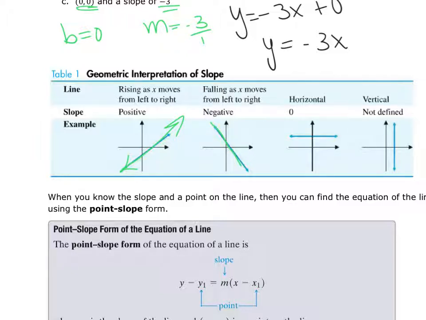If you have a horizontal line, then your slope is 0, and that's because your y1 is equal to the same thing as y2. Your y's are not changing at all, and you'd have an equation of a graph that looks like y is equal to b, because it's going to go through the y-intercept.